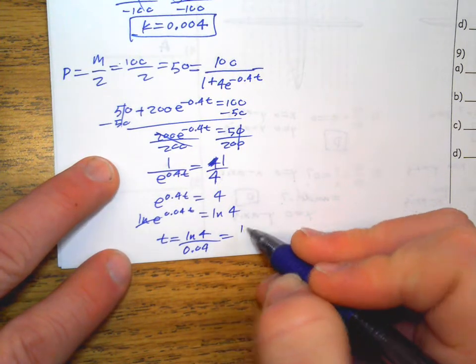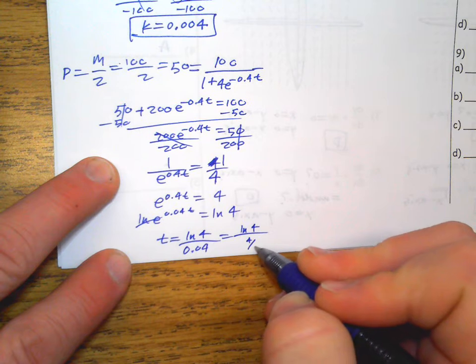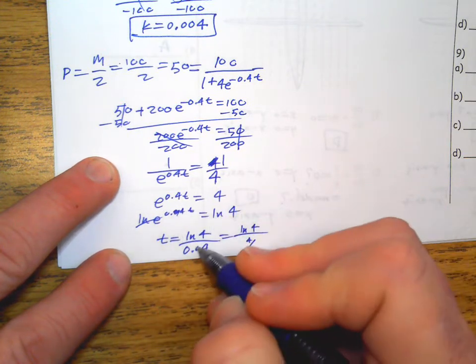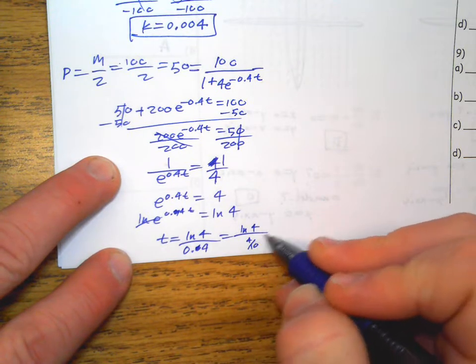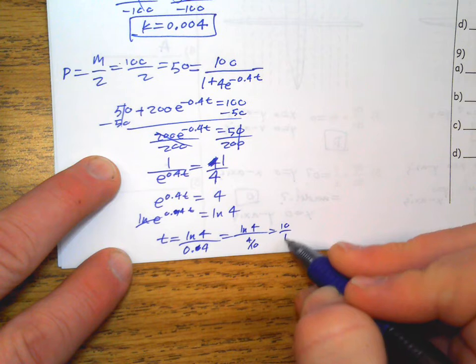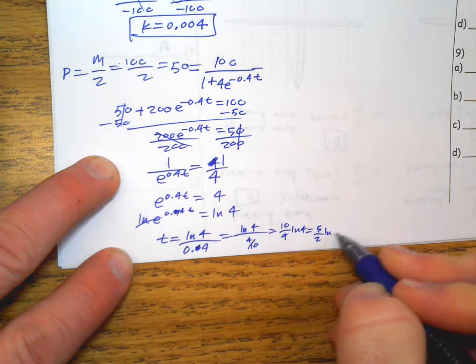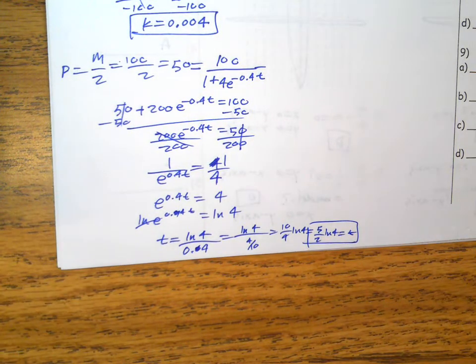That's 400. Did I lose track? Did I add another? Okay, it should be 0.4. So that's 4/10. So we could say 10/4. So we could say 5/2. Natural log of 4 is the time. Or 2.5.